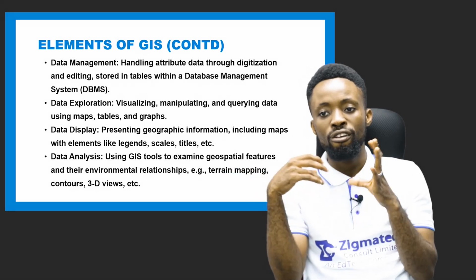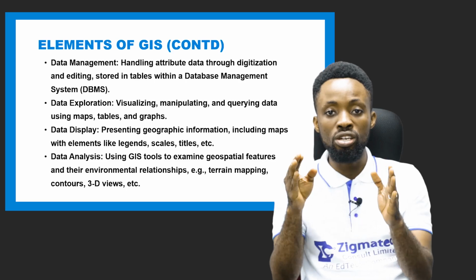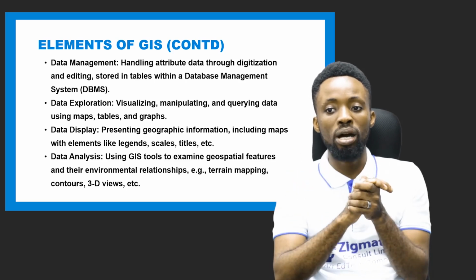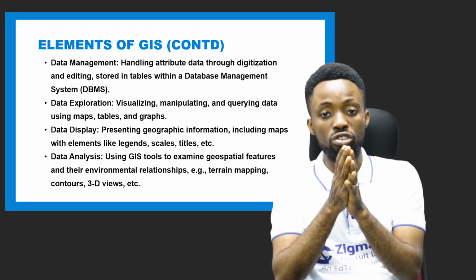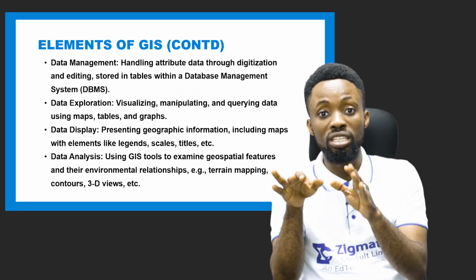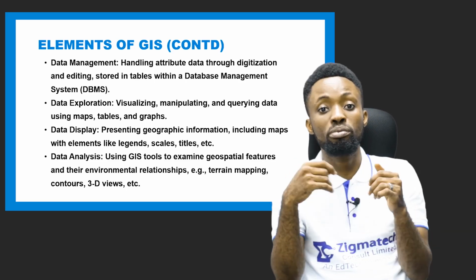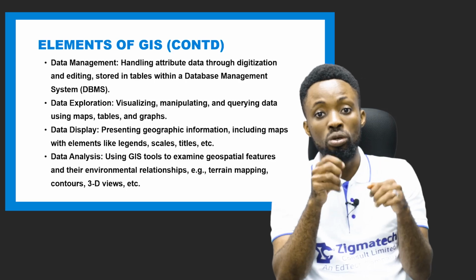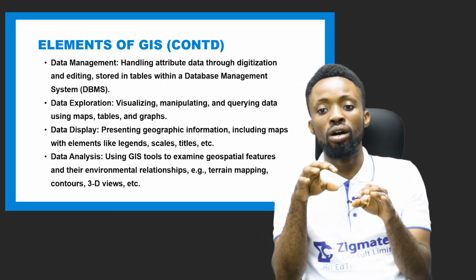When it's being presented, we call it data display. For instance, a map is presented to you and you see the key of the map, you see the scale of the map, you see the title of the map, and you see the color description of the map. That is called data display. So that piece of information that is being given to you for you to view is seen as data display.